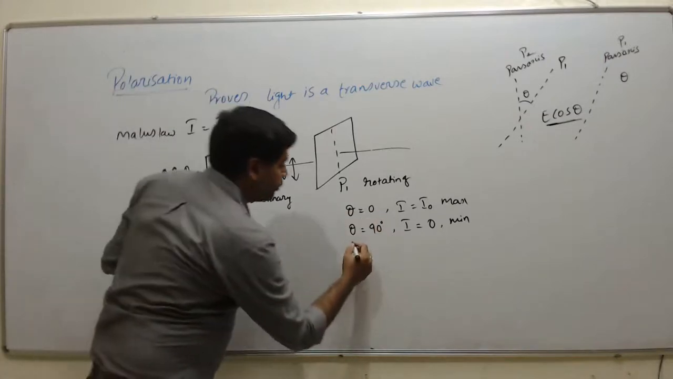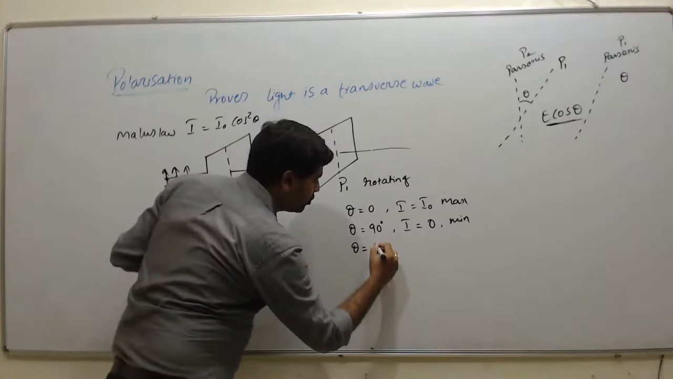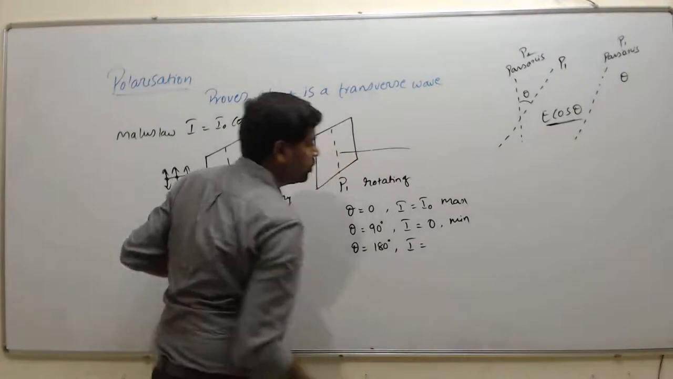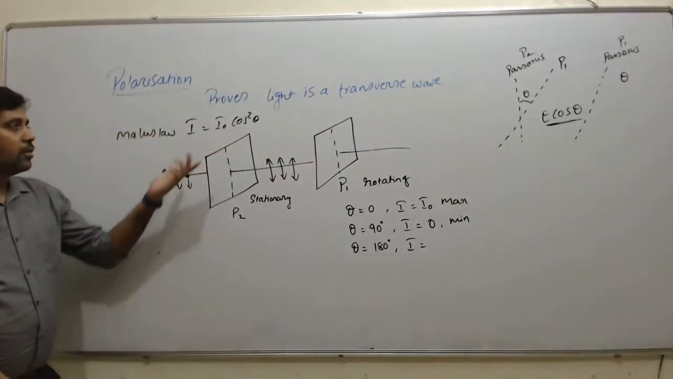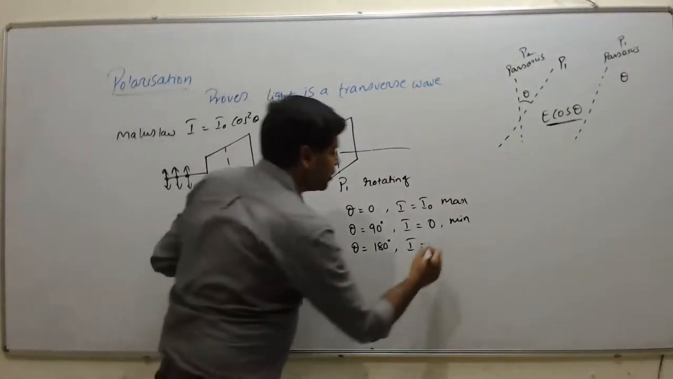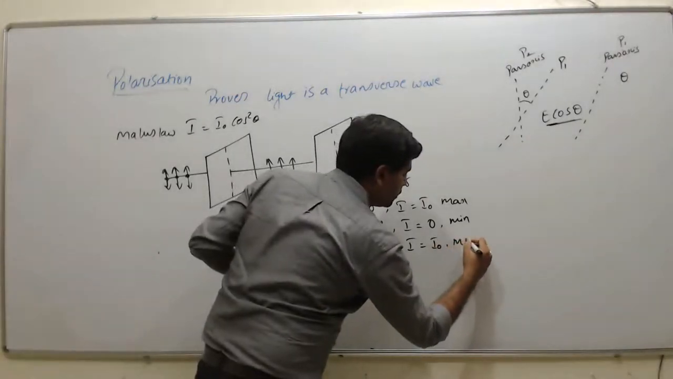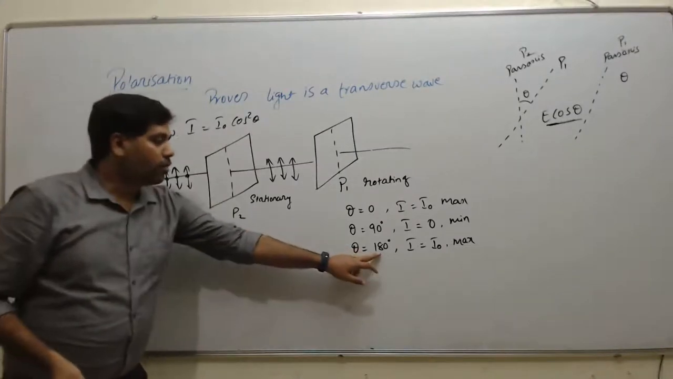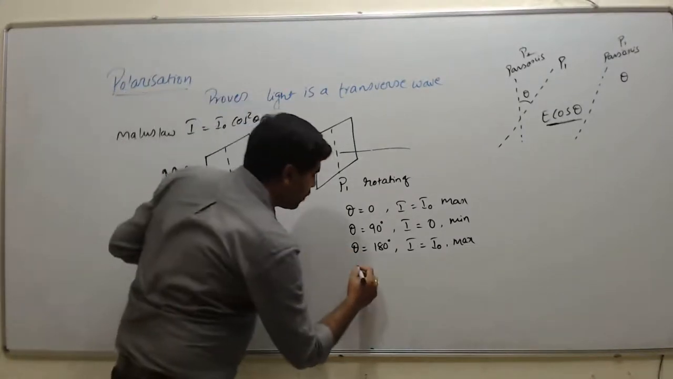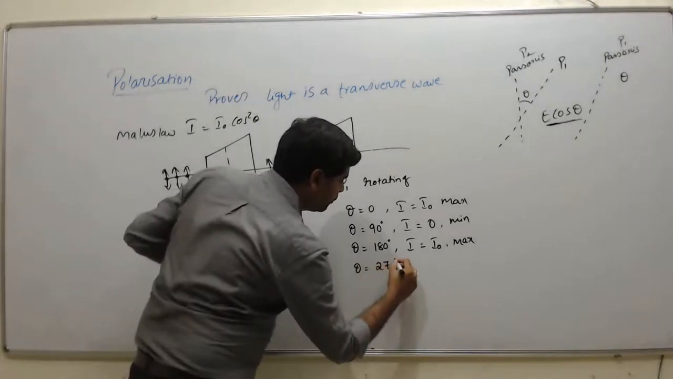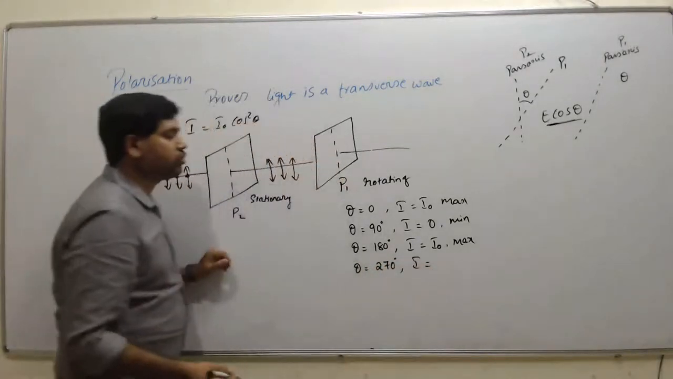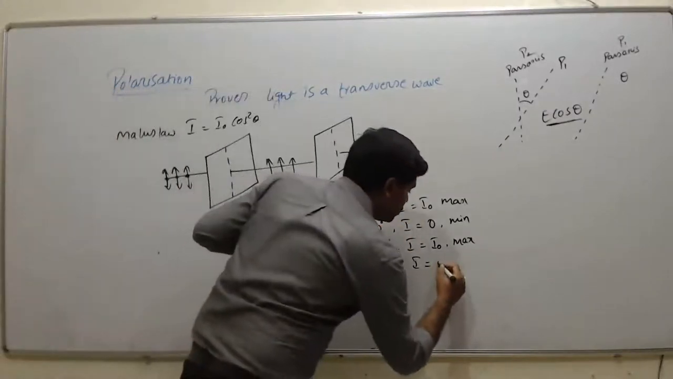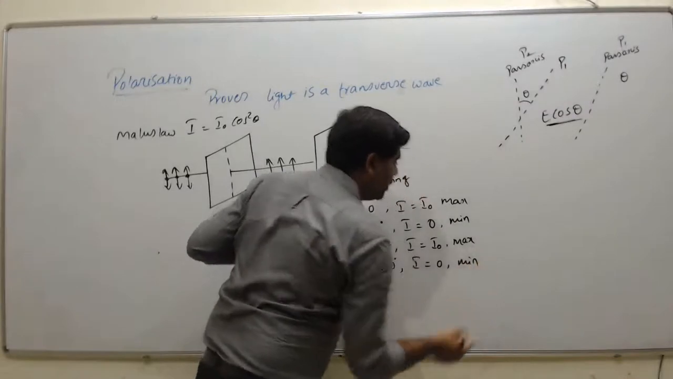So next, when theta is equal to 180 degrees, I is equal to I0 cos squared 180. Cos 180 is minus 1, so the square is plus 1. Then we get I is equal to I0. That is again maximum, right? For 180 degrees. Next, if we rotate by 270 degrees, what happens? Cos 270 also gives the value 0. Then intensity I is equal to 0. This one is the minimum, right?